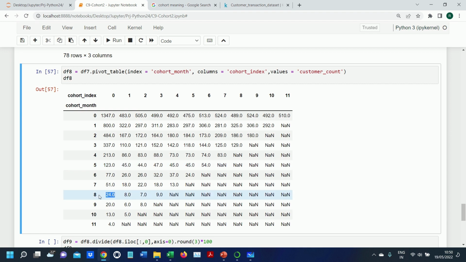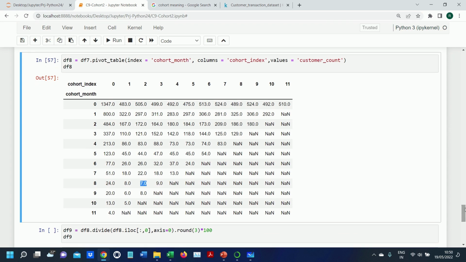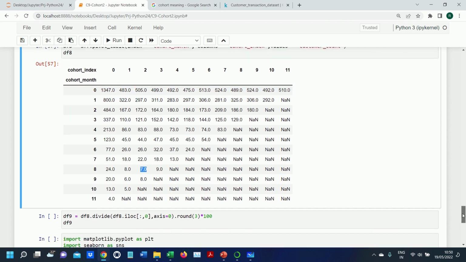Likewise, in the 8th month, 24 customers have joined the business, and only 8 purchased in the next month, that is, for them the first subsequent month, the 9th month. Only 8 have purchased out of this 24, and only 7 from this 24 in the 10th month. So this is a very good indicator of where the percentage is more in the subsequent months.